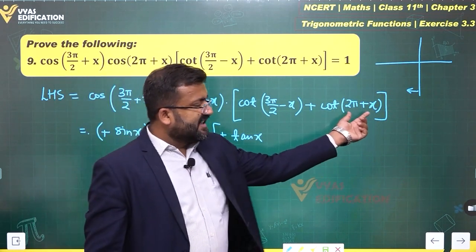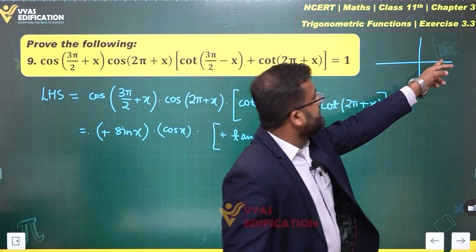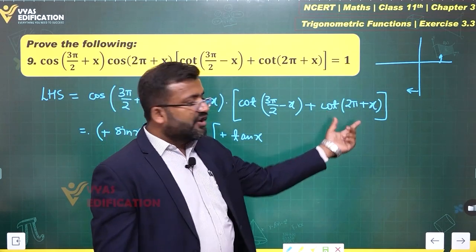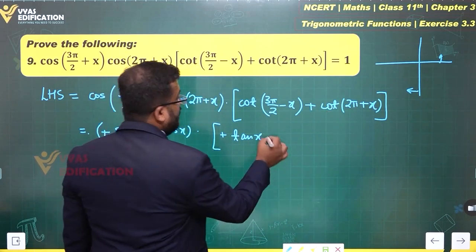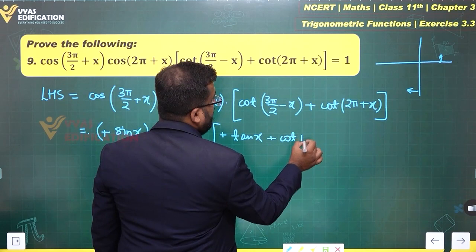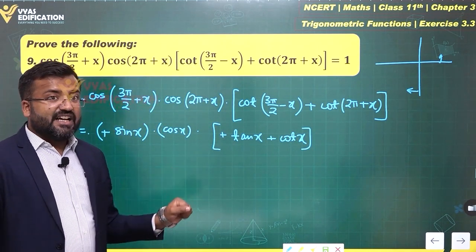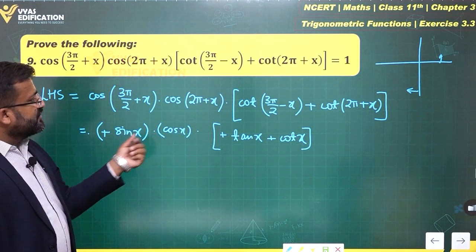What about 2 pi plus x? 2 pi plus x is pretty simple. This is the angle that I am looking at. This is the location that I am looking at. And in the first quadrant, cot of 2 pi plus x would be simply cot x, right? This is what you have. So tan x plus cot x in the bracket, and sin x times cos x over here.